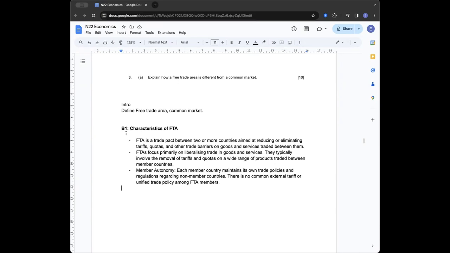An FTA is a trade pact between two or more countries aiming to reduce or eliminate tariffs, quotas, and other trade barriers. So an FTA focuses primarily on liberalizing trade of goods and services. Also, member countries' autonomy is guaranteed. Those are the characteristics of an FTA.